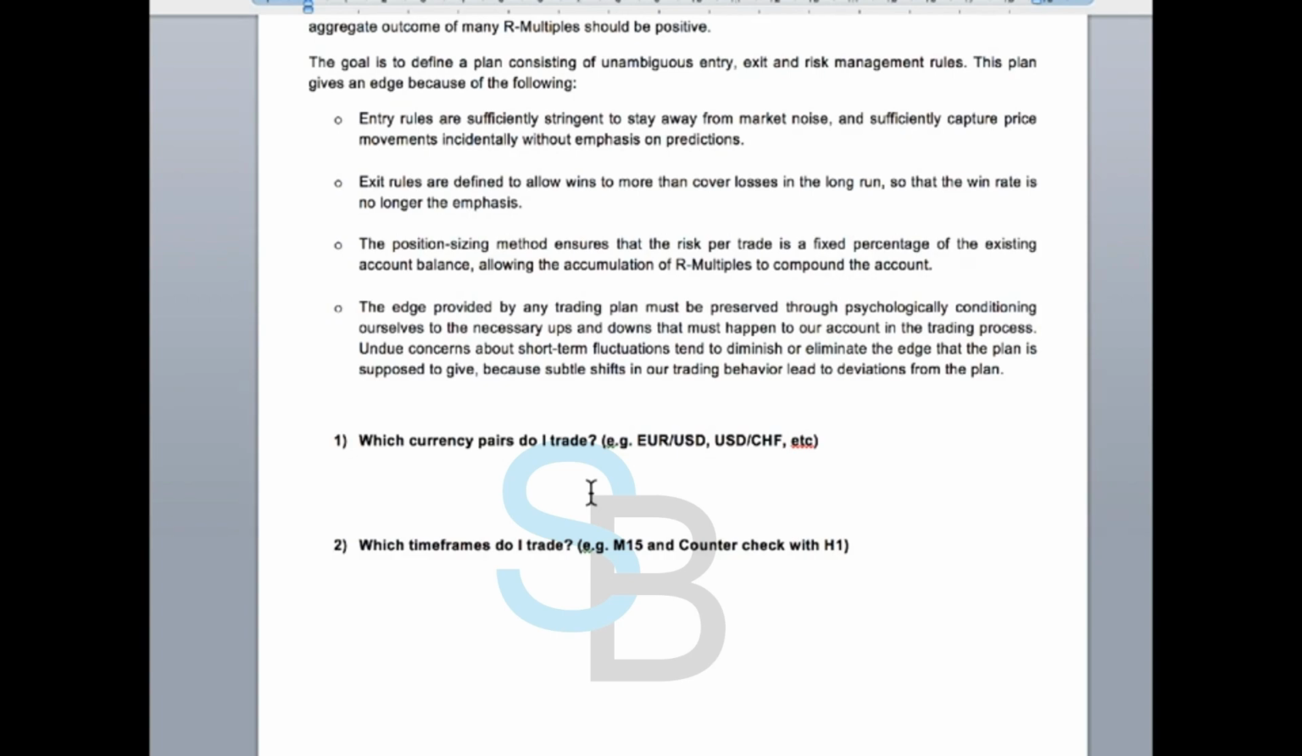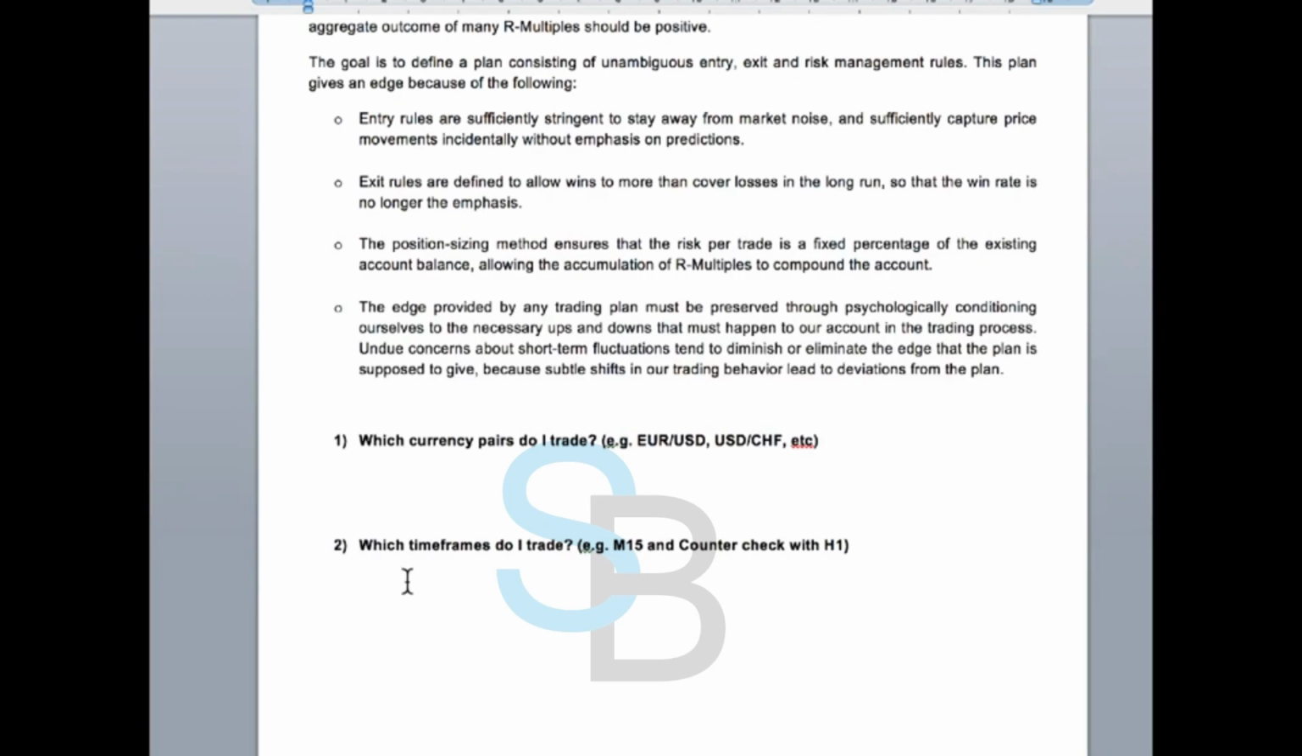For me personally, I trade over 10 pairs, but it's really up to you. You can define the number of pairs you want to look at. I'll show you later on in my trading platform which are the pairs I trade. Literally, they're most of the major pairs and some of the cross pairs as well.